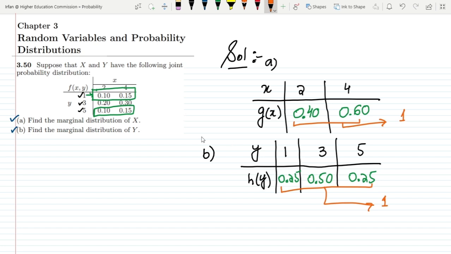So that's it for today, in which we have found the solution for the marginal distribution of x and y for a given table of the joint probability distributions.